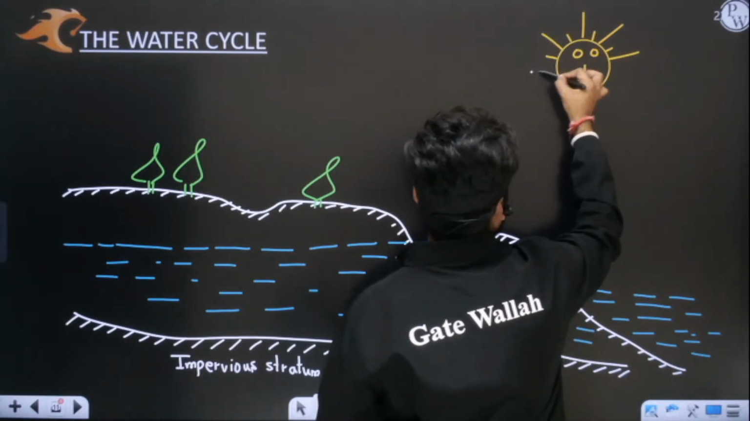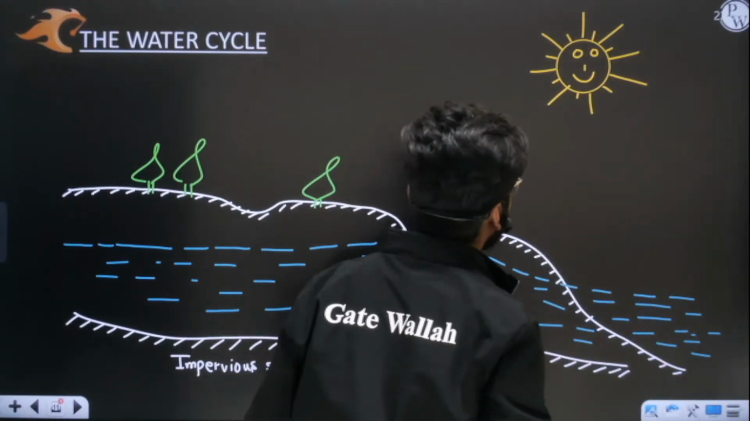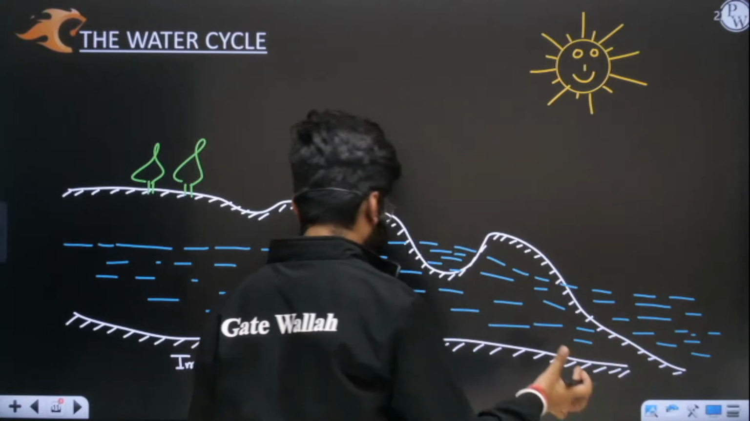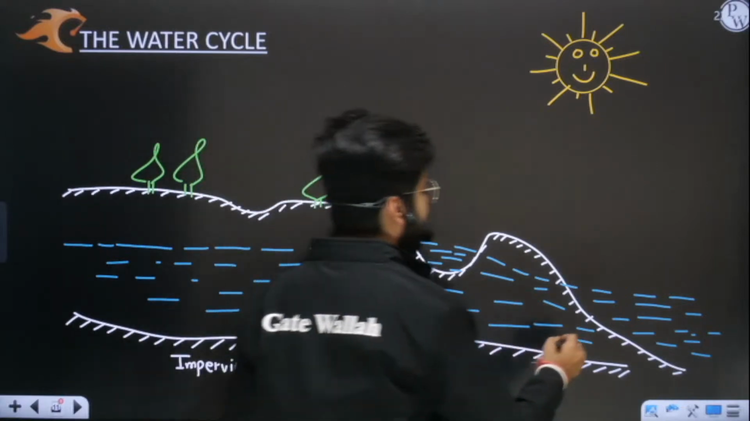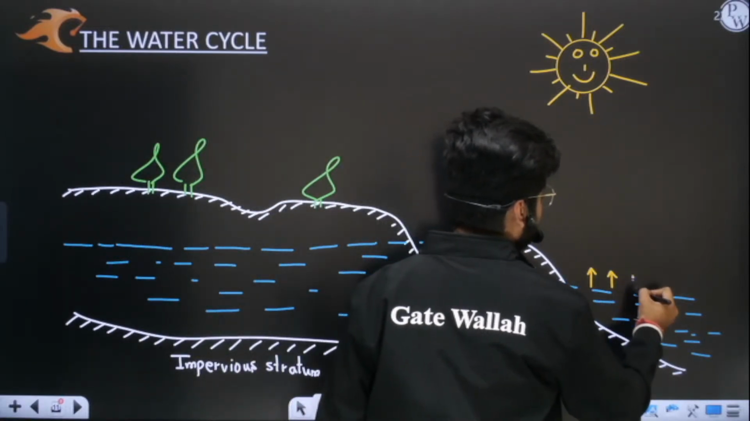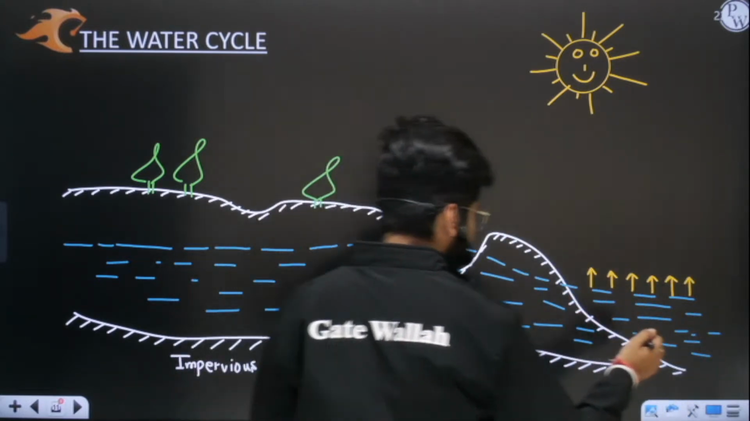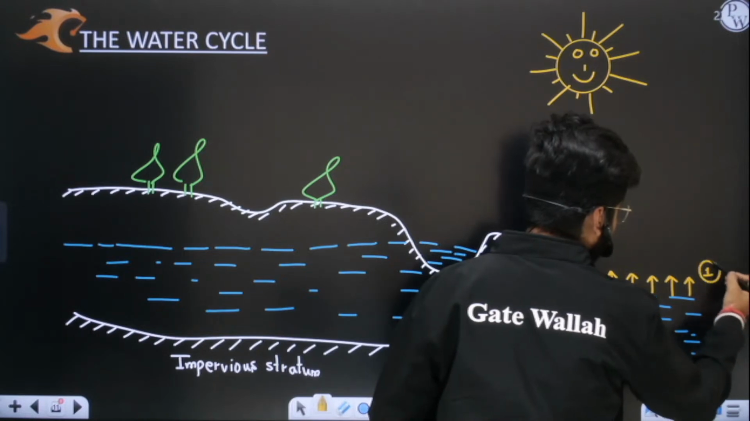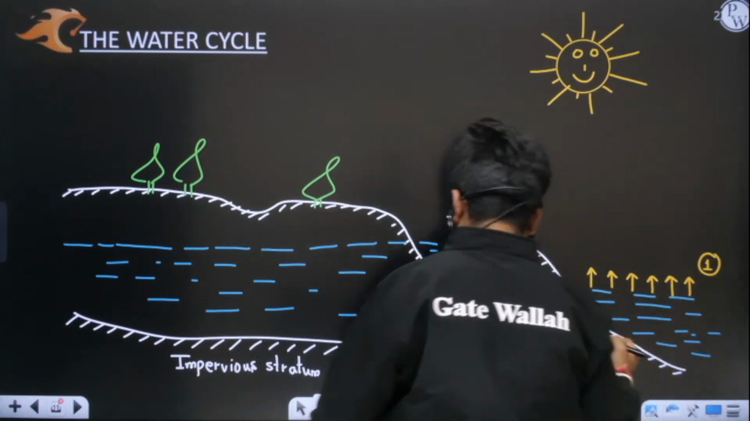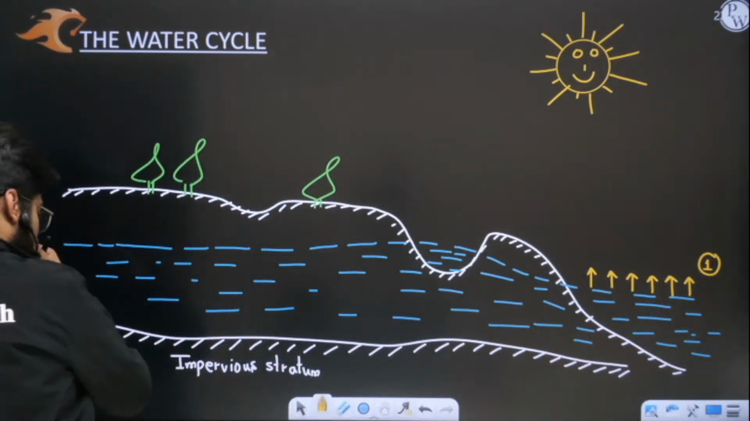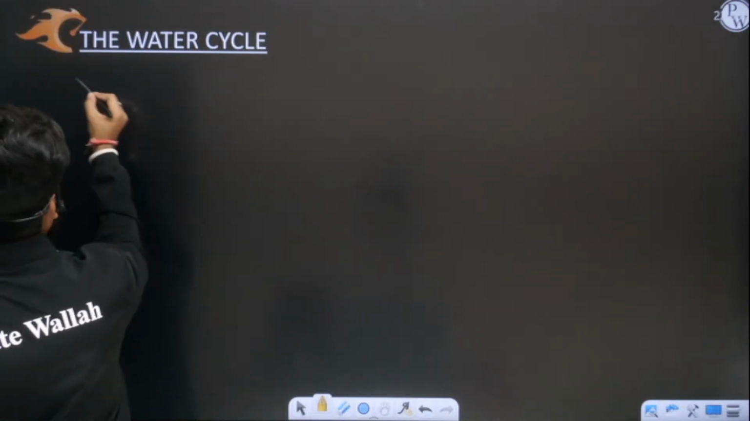Because of this sun, you need to understand we have a huge amount of heat energy which is being received by this entire planet, and because of this you will see that water will start evaporating from oceans. This is your evaporation. Let me name it by number 1. What is the meaning of 1 here? 1 means evaporation. Yes or no? These are different phases of the water cycle.